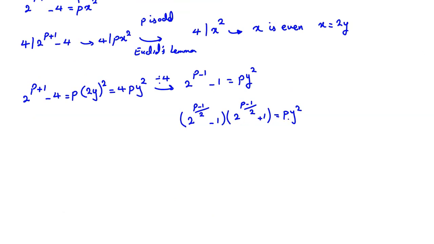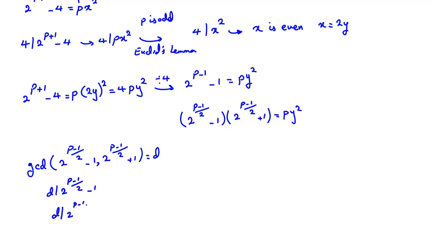So when we have a product of two things equal to a perfect square or a prime number times a perfect square, you should consider the GCD. So we consider the GCD of 2^((p-1)/2) - 1 and 2^((p-1)/2) + 1, equal to d. Because d divides 2^((p-1)/2) - 1 and d divides 2^((p-1)/2) + 1, if we subtract, d divides 2. And because the two numbers are odd, because p is at least 7, so it is even minus 1 odd, even plus 1 odd. d is odd, so d is 1. Okay, so they are relatively prime numbers. And because of this, we have two cases.